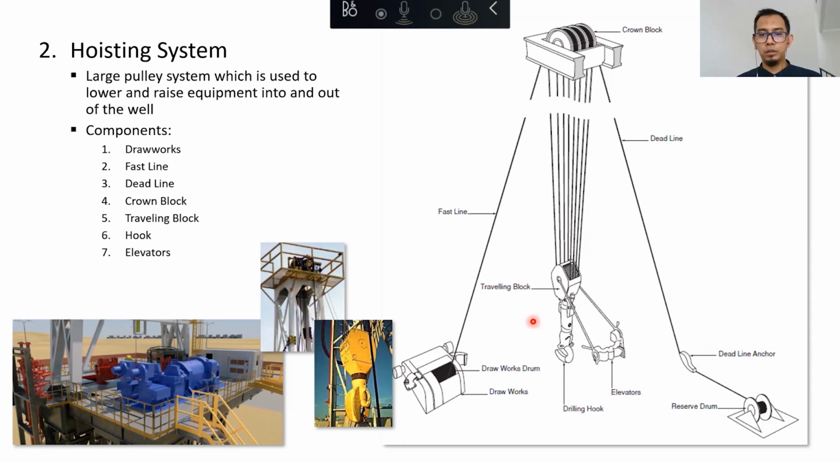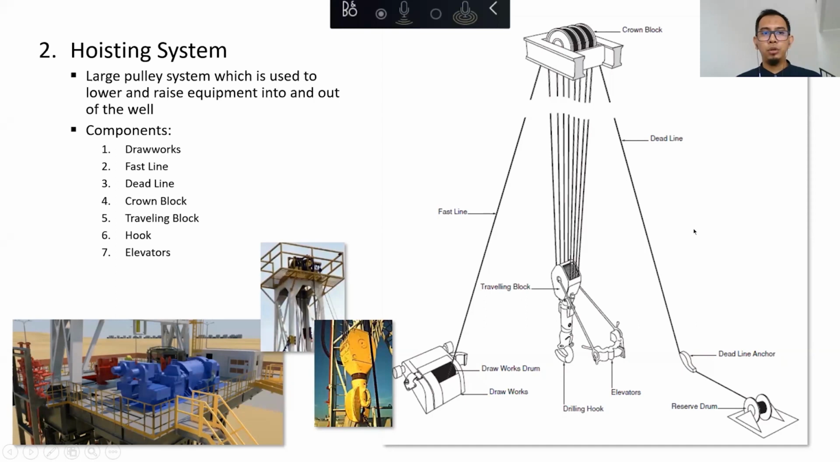And then the traveling blocks, this is the objective of the system. It needs to move the traveling blocks up or down, but in order to do that, the fast line needs to be reeled in or out by the drawworks. At the end of the fast line, there's what we call the deadline. The deadline is anchored at some point at the rig site, most of the time at the corner of the rig floor. You want to have this fixed all the time. You don't want it to move, because if it moves, it means the traveling block is loose and it may fall and drop onto somebody.